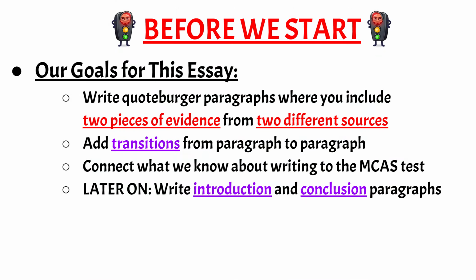We're trying to write a quoteburger paragraph where essentially we're going to include two pieces of evidence from two different sources. This is an essay where you're supposed to take evidence from two different places and show how they both show the same thing. In this case, the central idea of two different texts. So it's important that in every paragraph you write, you have two pieces of evidence, one from each, to prove that both back up your answer. So we're going to work on that for making a 5 paragraph essay.